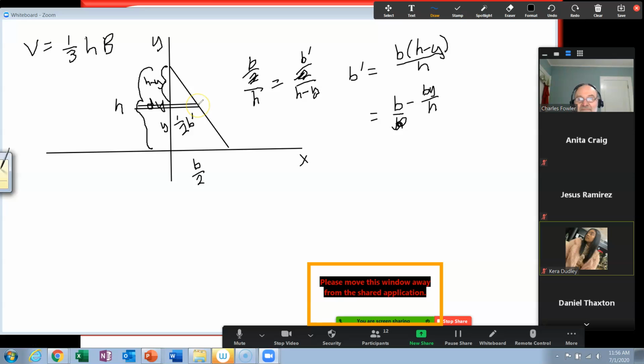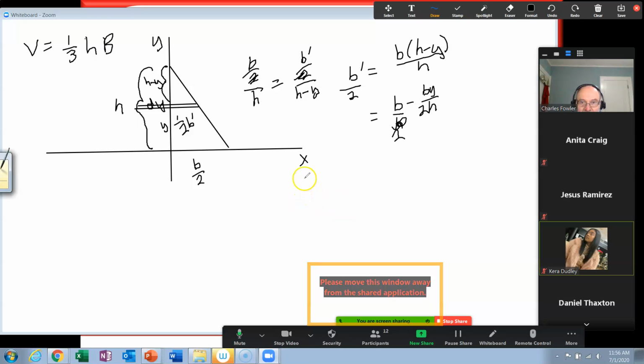The area of that would be b prime times 1/2 b prime. That would be the area of this thing, and that's what we're taking from bottom to top, integrating it with respect to that. So let's do half of this. Half of that will then make this b over 2 and this by over 2h. That's our length of that. Our width is what we just had.